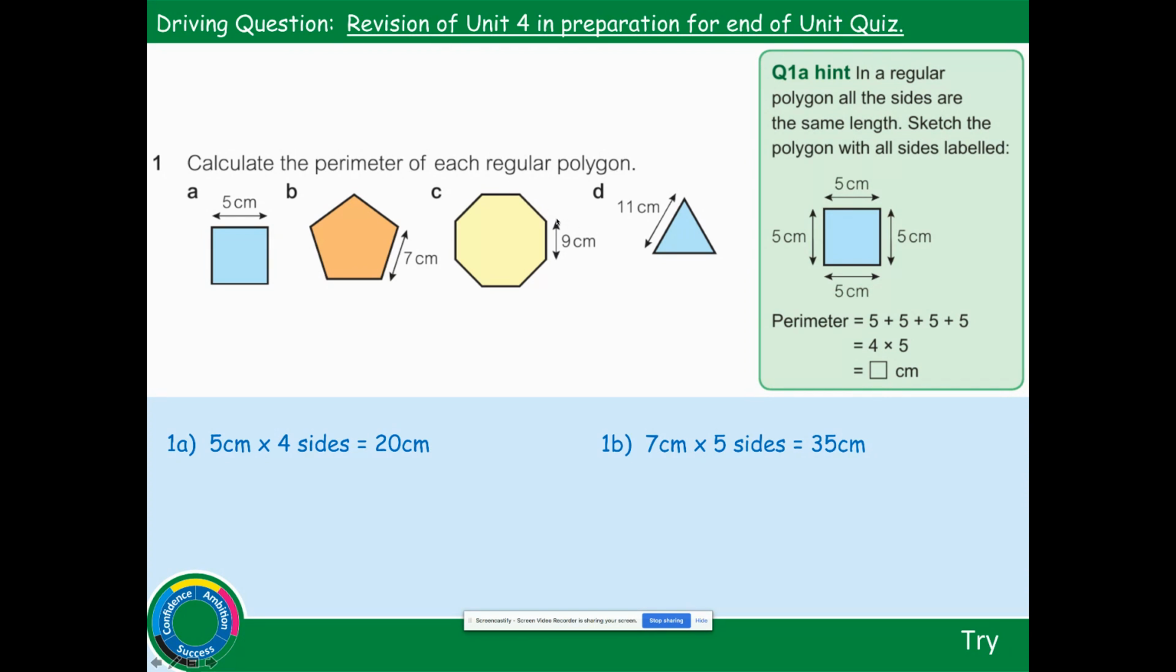C, we've got 9 centimetres times 1, 2, 3, 4, 5, 6, 7, 8 sides. So 9 centimetres times 8 sides, 9 times 8 is 72 centimetres. The last one, we've got 11 centimetres, and we've got 3 sides, so 11 times 3 is 33.